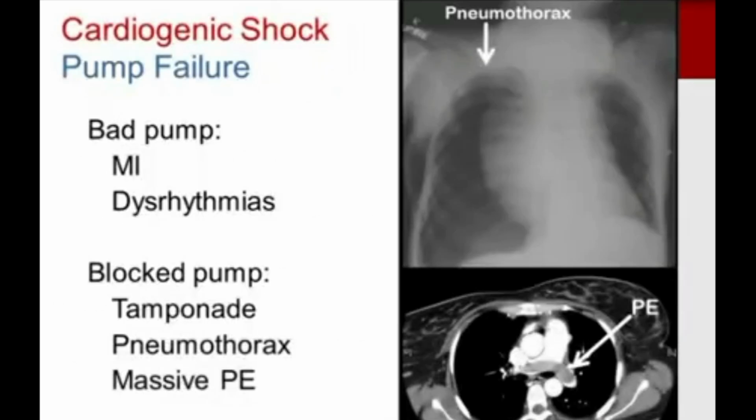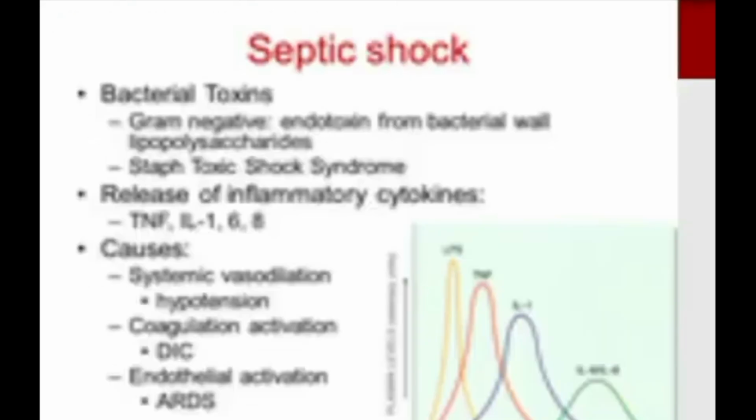Cardiogenic shock is when the heart's not working very well. Either you have a bad pump or a blocked pump. So patients who have a myocardial infarction or a rhythm problem, or those who have a blocked pump, meaning a tamponade, a pneumothorax, or a massive PE, can have cardiogenic shock.